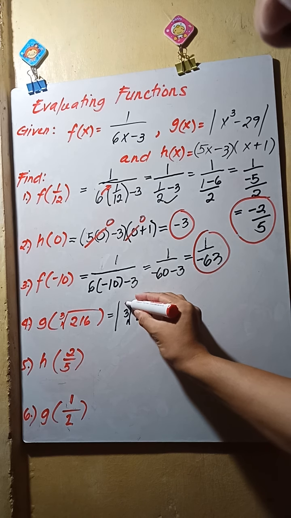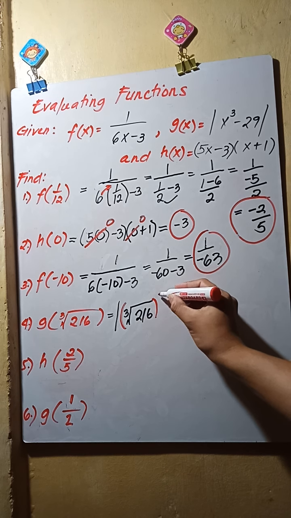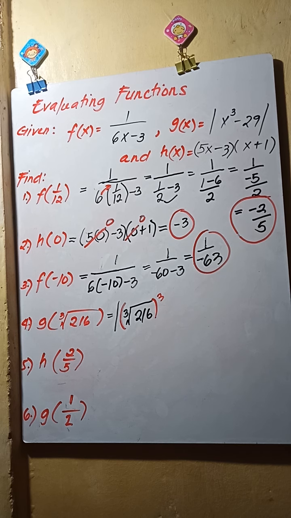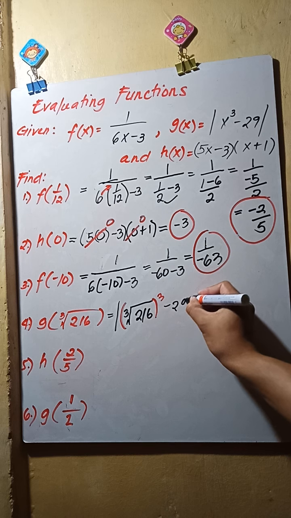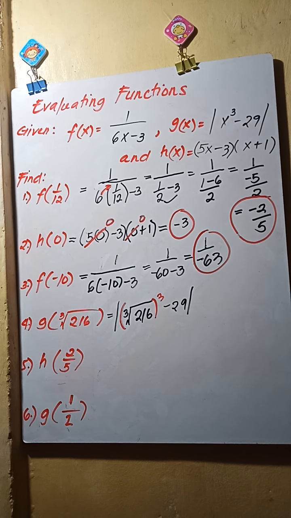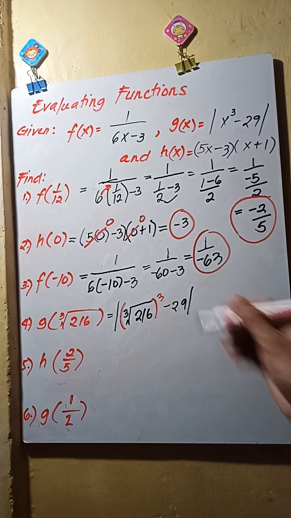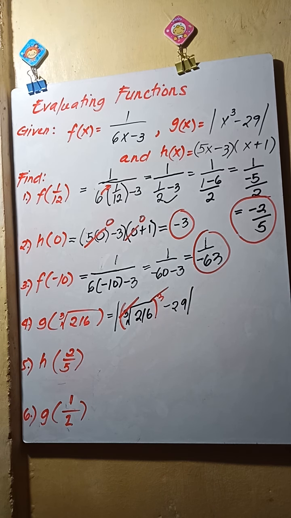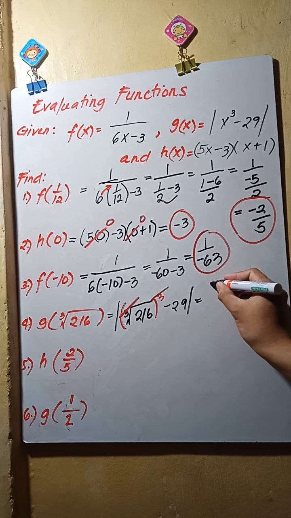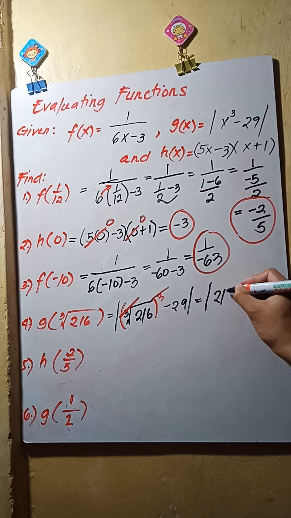So raised by 3, then minus 29. And take note of the absolute value. Because it is a cube root and then raised by 3, you just cancel out the cube root and the 3. So what remains there is the absolute value of 216 and then 29.